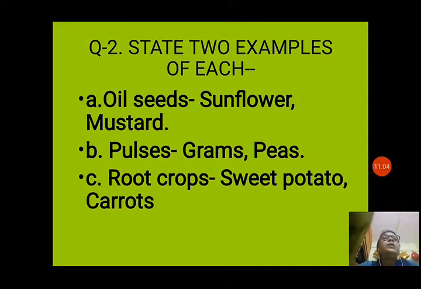Oil seeds, two examples: sunflower oil and mustard oil that we use for cooking. Pulses: grams and peas that we eat mostly in our homes. Root crops: sweet potato and carrots. Both are roots that we eat commonly.